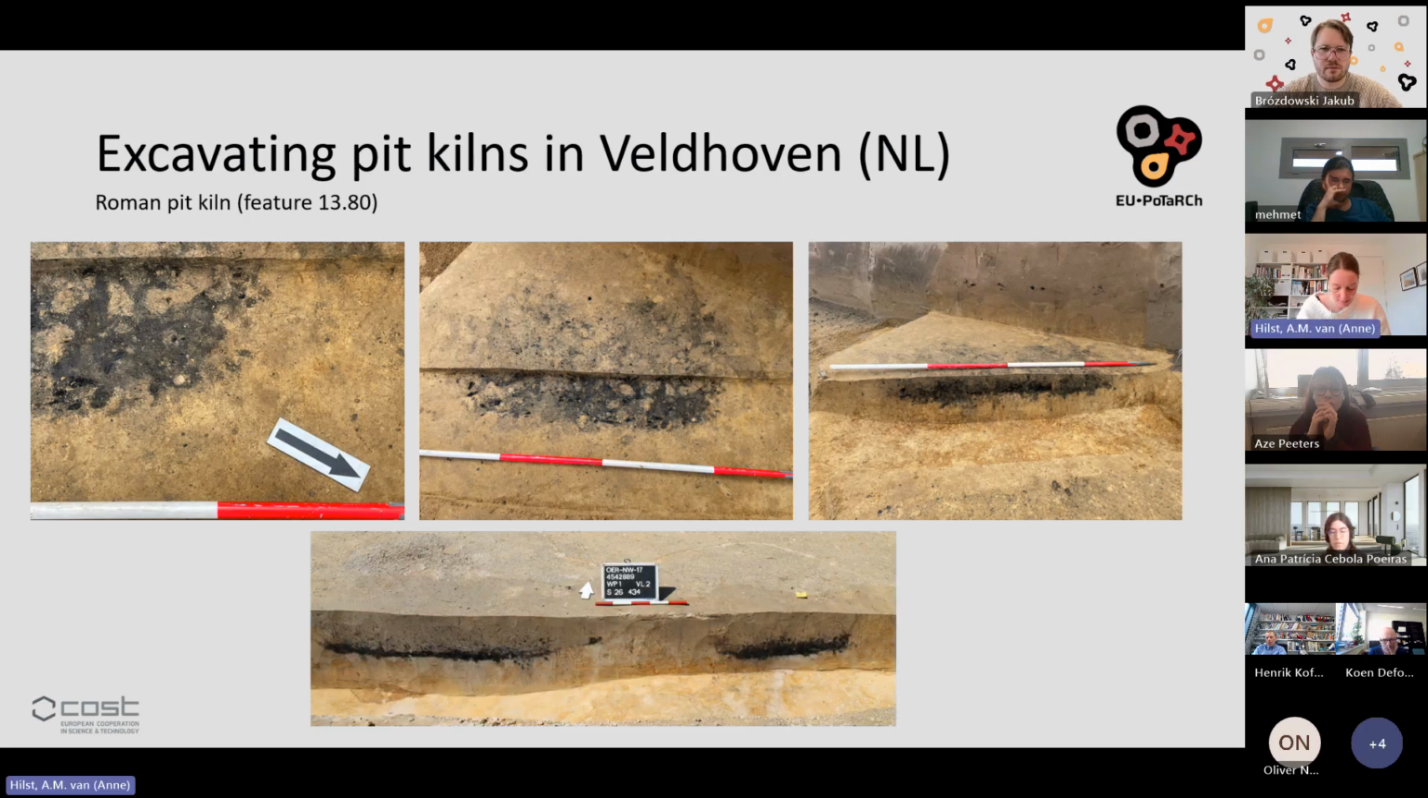So I also added these 2 Roman pit kilns, already radiocarbon dated, from earlier campaigns on the same site, where the edges in profile are much clearer, and the layers, so the remaining charcoal layer and the backfill, are easier to see.